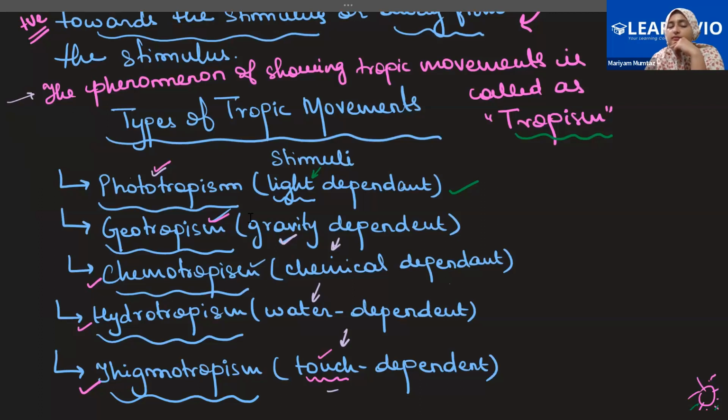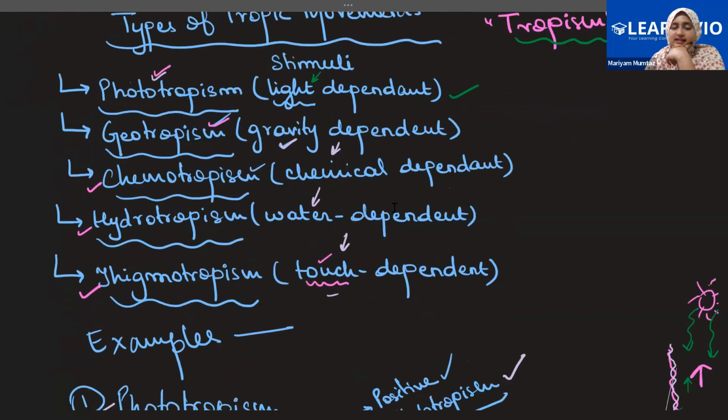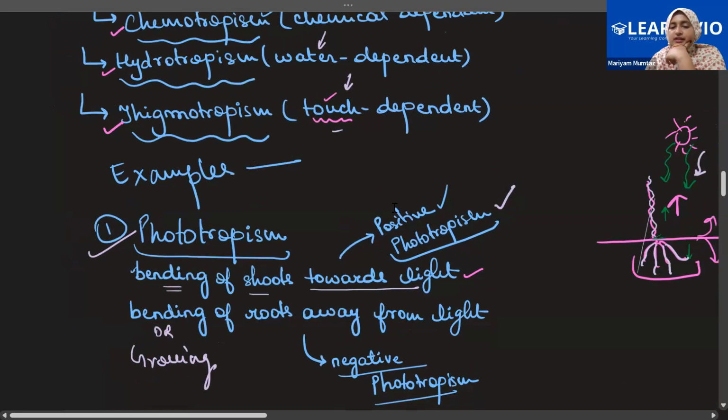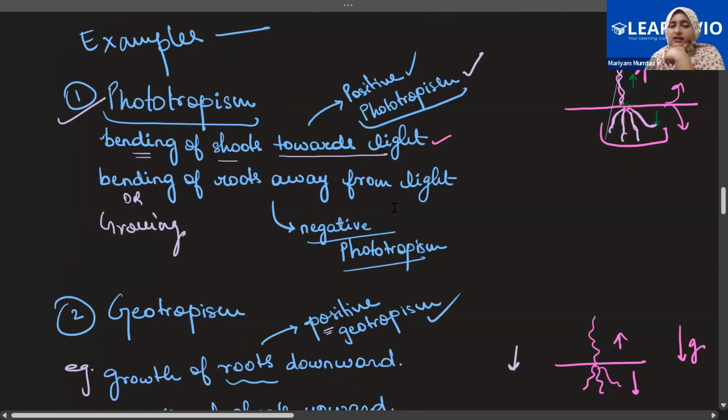Each of these tropic movements is divided on the basis of the stimulus that has been provided to them. So, phototropism, the stimulus is light. Geotropism, the stimulus is gravity. Chemotropism, the stimulus is chemical. Hydrotropism, the stimulus is water. And lastly, there is thigmotropism, the stimulus is touch. Now we're going to see the variety of examples that come under this.